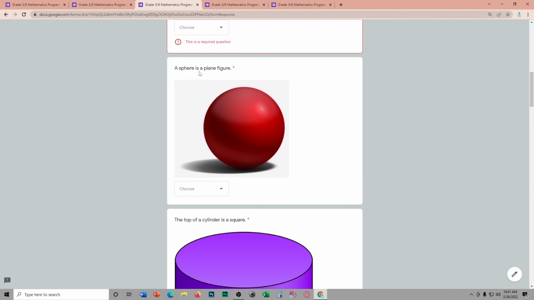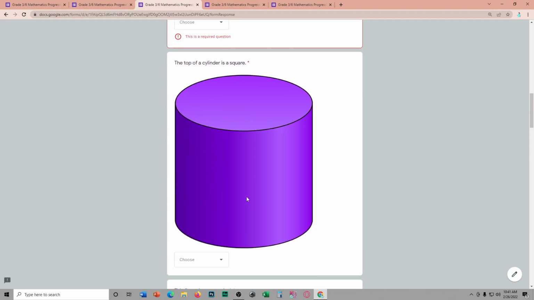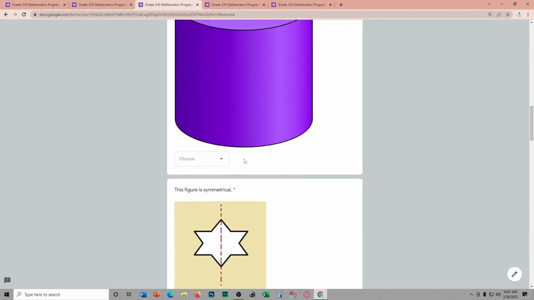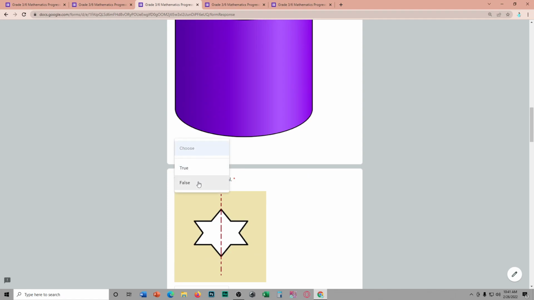A sphere is a plane figure. True or false? The top of a cylinder is a square. True or false?